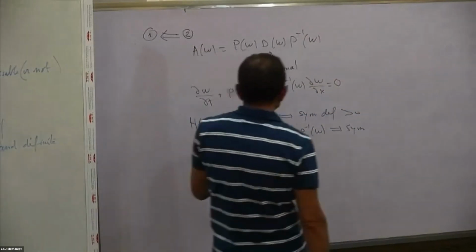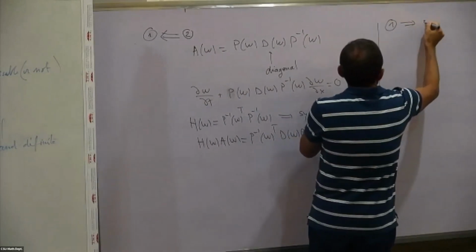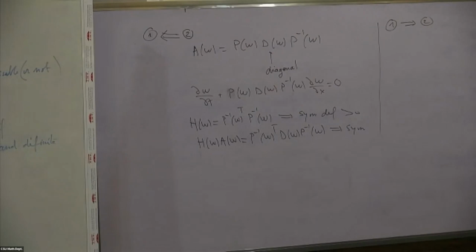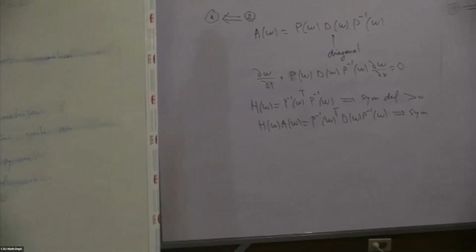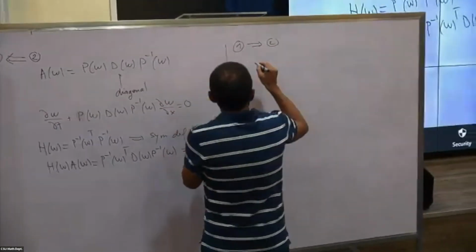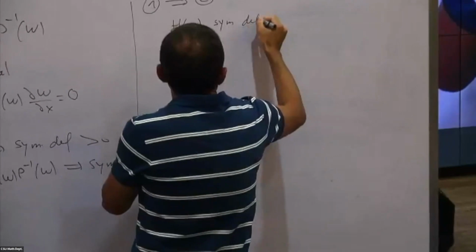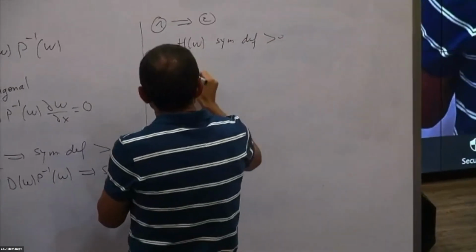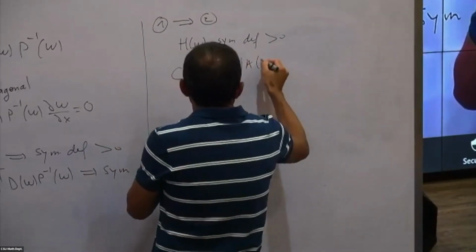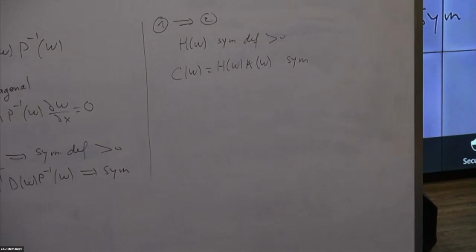So now the direct implication, 1 implies 2. It means that you have some matrix H of W, symmetric positive definite, such that H times A is symmetric, okay? Let's call C of W the matrix H times A, which is symmetric. So in this case, you have some nice properties, algebra, okay?